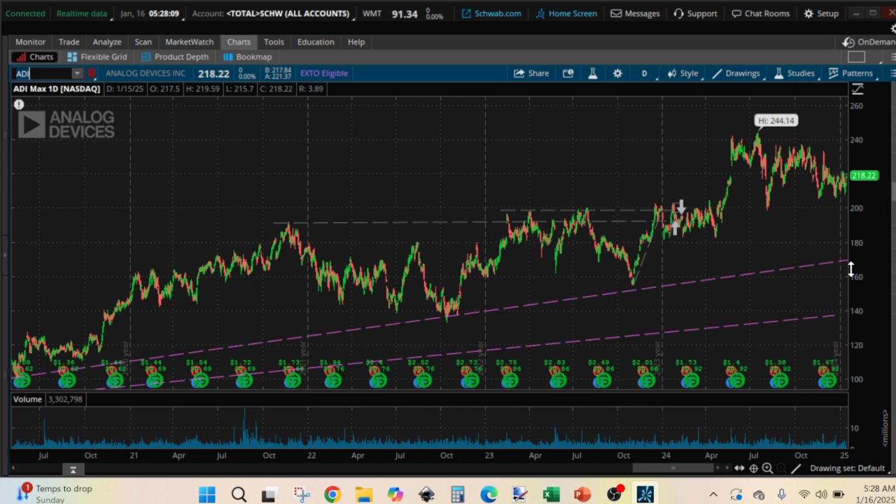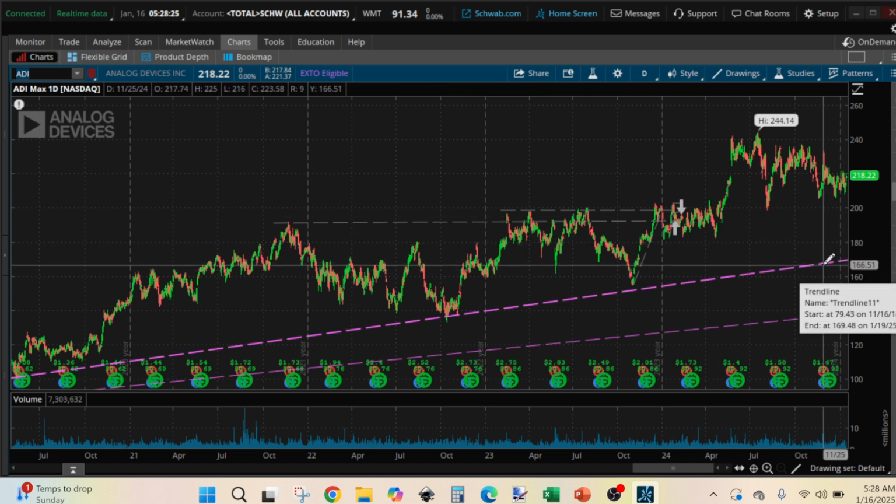Therefore, we can wait for a pullback, and when we see the next green bar, we can buy. That is the strategy we are using this year, our long uptrend line swing trading strategy. It will take longer to buy, and it will take longer to sell as well.